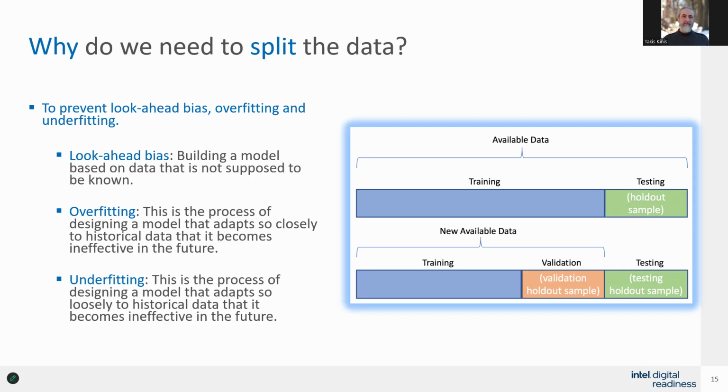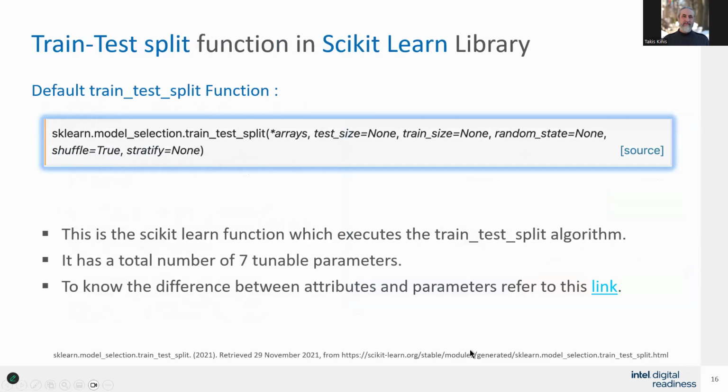So if it gets weird data that it's never seen before, it might be overfitted to the training data and therefore become kind of ineffective. Underfitting is kind of the converse of that. That's designing a model that adapts so loosely to historical data, so it's not really tight, that it becomes ineffective in the future. It's not really giving us any value. Basically, it's way too loose. And that's just to explain the terminology of these things.